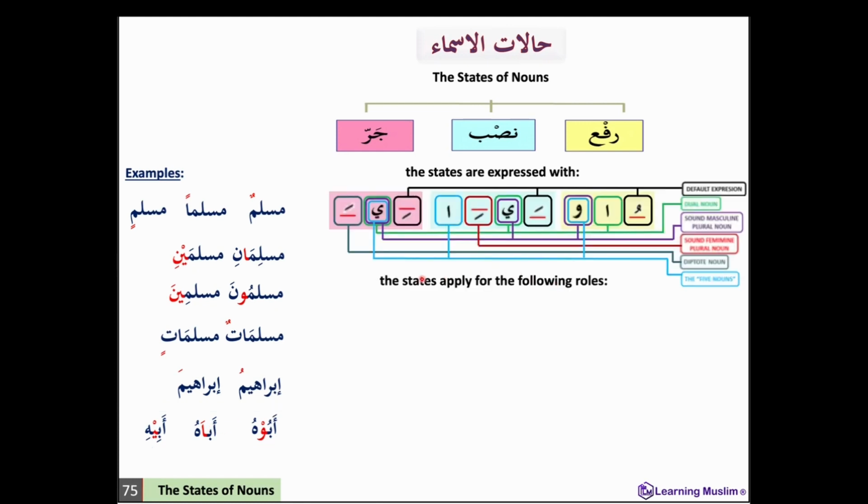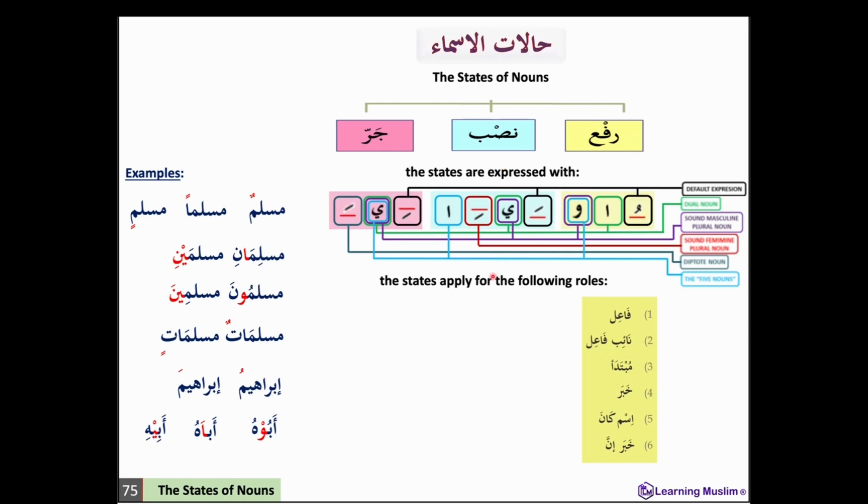Now that we know how these states are expressed, let's see for which roles they do apply. So for raf, the roles are fa'il, na'ib fa'il, mubtada, khabar, ism of kana, and khabar of inna. So what that means is that if any noun takes any of these roles, then they will be in the state of raf, and the state of raf will be then expressed on those nouns as per the list of expressions we have for raf.